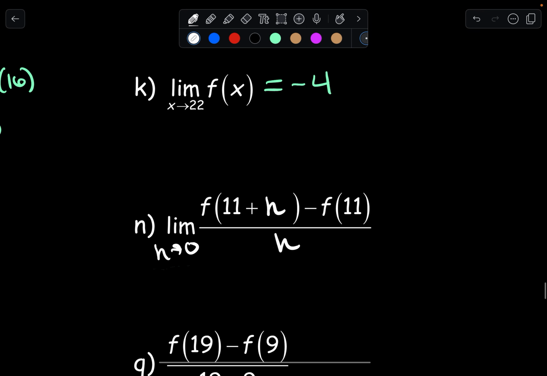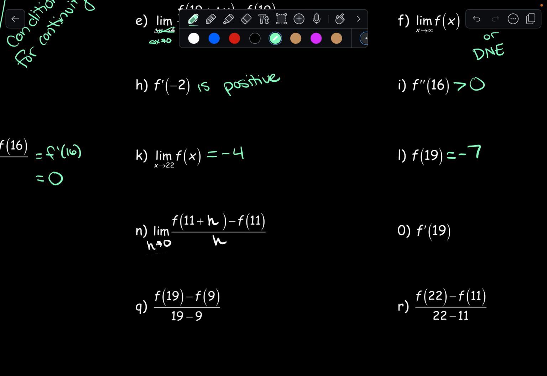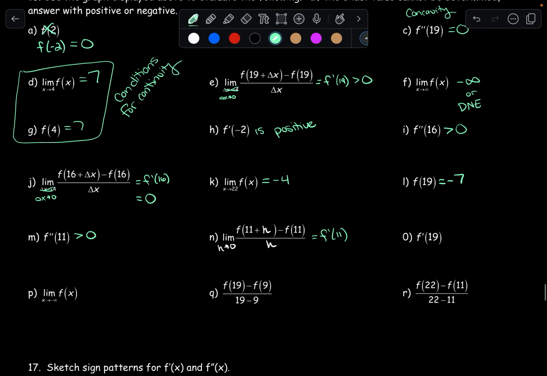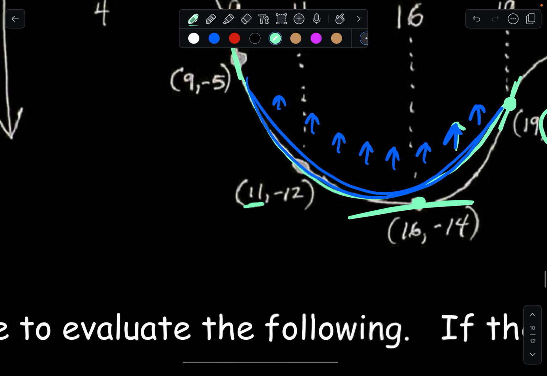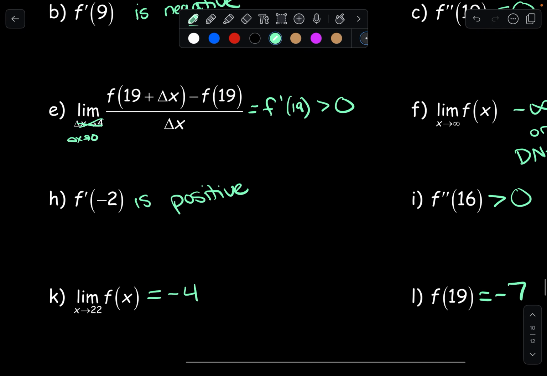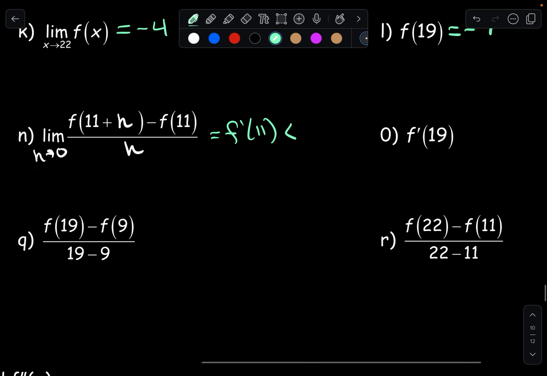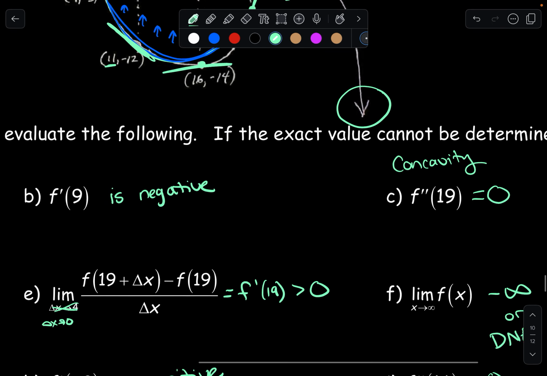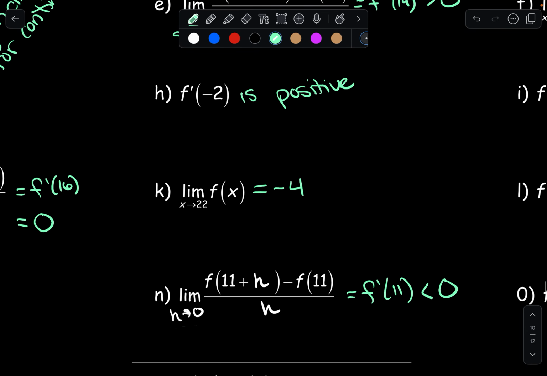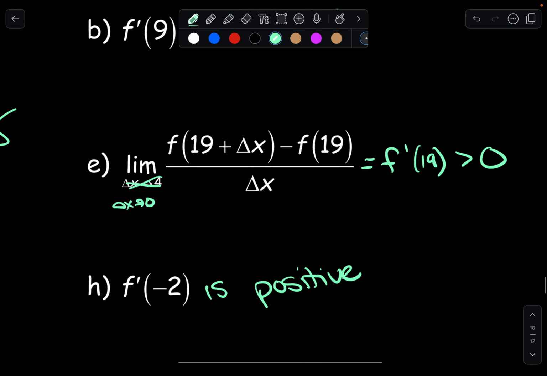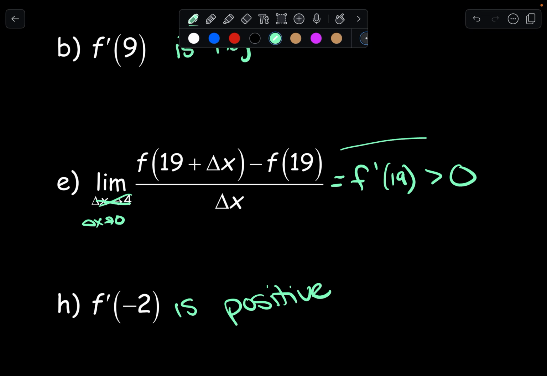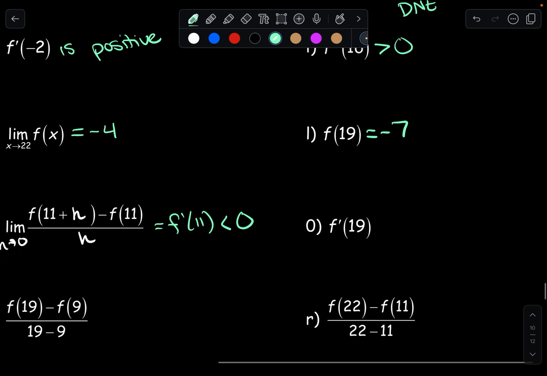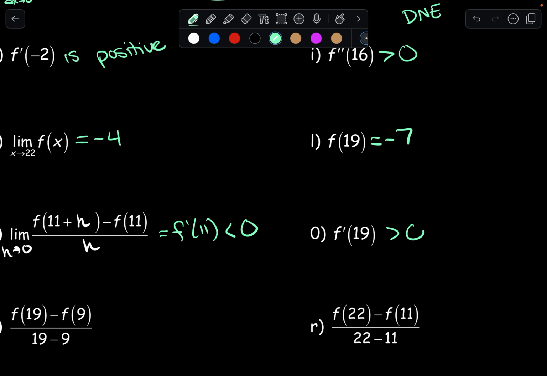All right. So this, again, is just the first derivative. So I want f prime of 11. And then if I look at the graph at 11, the slope of the tangent line is going to be negative. So this is less than 0. F prime of 19, I feel like we already did this one. Maybe not. So f prime of 9, oh yeah, we did. It was in the limit process. So f prime of 19, is going to be the same answer as for O, which is greater than 0.